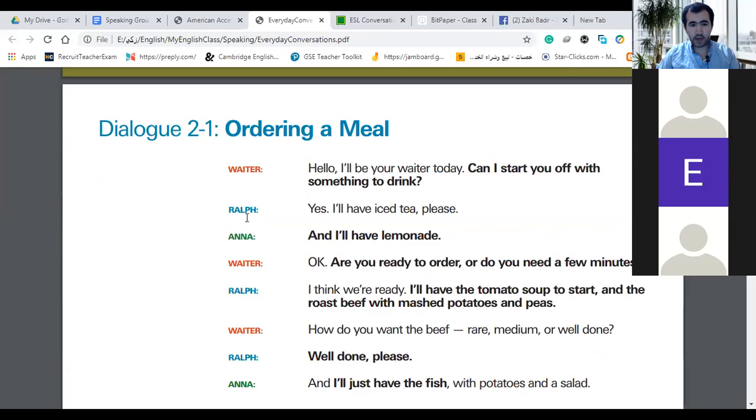So the waiter is going to be Malika. You there? Okay, all right, you are the waiter. Rolf is going to be Dr. Ihab, and Anna is going to be Manel.